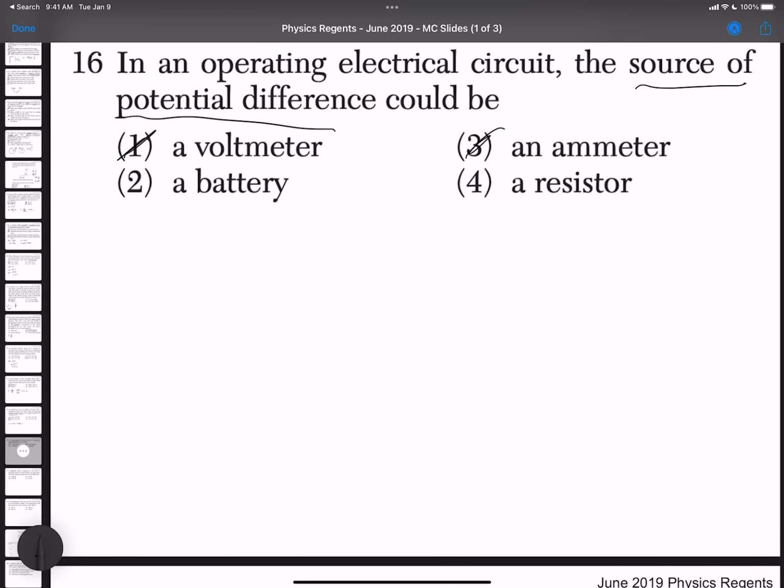If we're then comparing batteries and resistors, resistors don't provide a source of potential difference. There are potential drops across resistors that result in a transformation of energy. You could get light, heat, motion, or sound, but you're not going to get potential difference. It is a potential drop, which leaves us with answer choice 2, a battery.